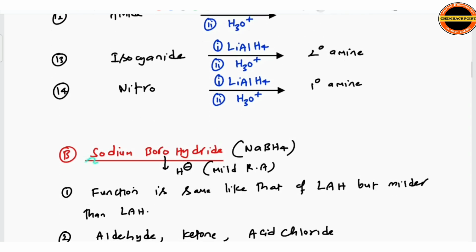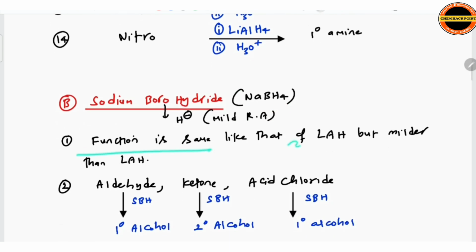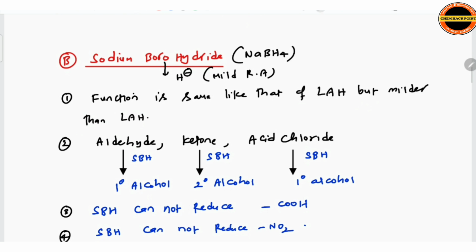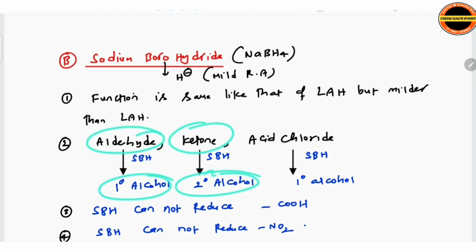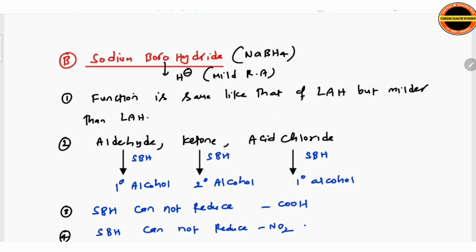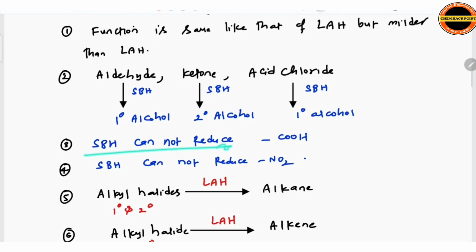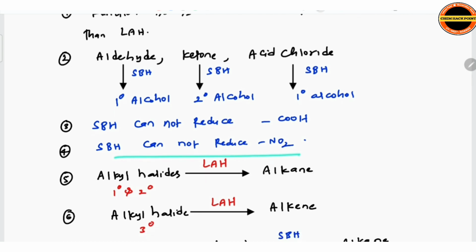confusion. Sodium borohydride, NaBH4, is a mild reducing agent if you compare it with the above reagent. Its function is the same as LiAlH4 but milder. So here only a few groups you have to remember. Aldehyde converts into primary alcohol, ketone converts into secondary alcohol, acid chloride converts into primary alcohol. Only these groups are reduced by SBH. SBH cannot reduce COOH, and cannot reduce NO2.